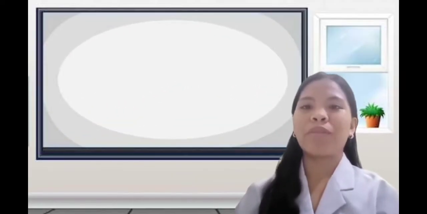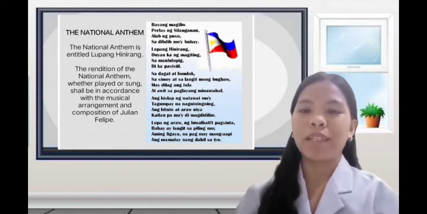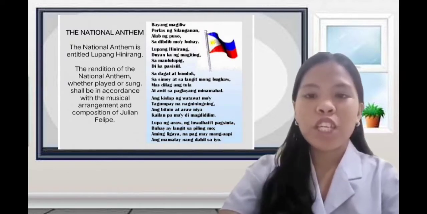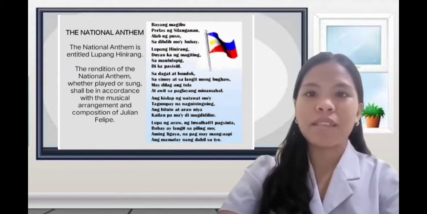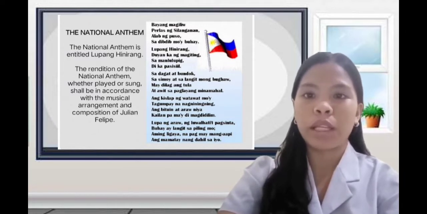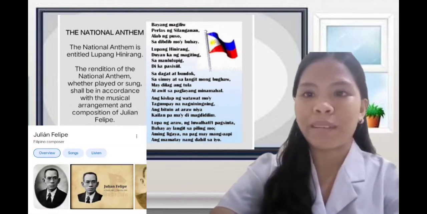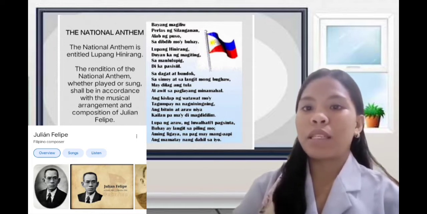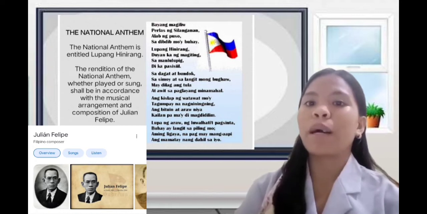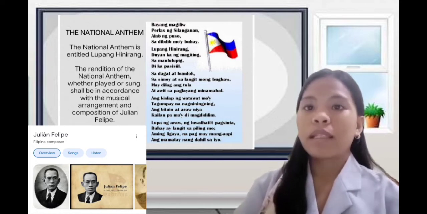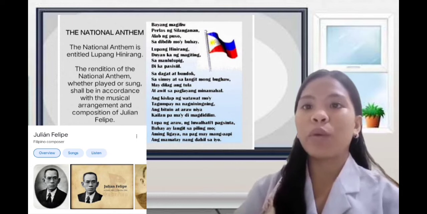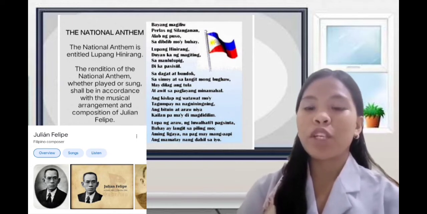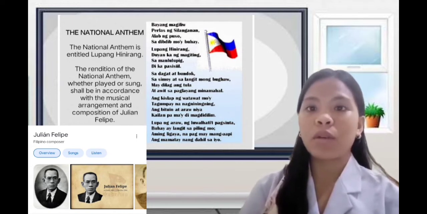Hello, I am Valiao and I'm going to tackle the national anthem. The national anthem is entitled Lupang Hinirang. The rendition of the national anthem, whether played or sung, shall be in accordance with the musical arrangement and composition of Julian Felipe. So when singing the national anthem, the arrangement is fixed. The words cannot be shuffled, because if they are shuffled, we would be making a mockery of our national anthem and showing no respect for our country.